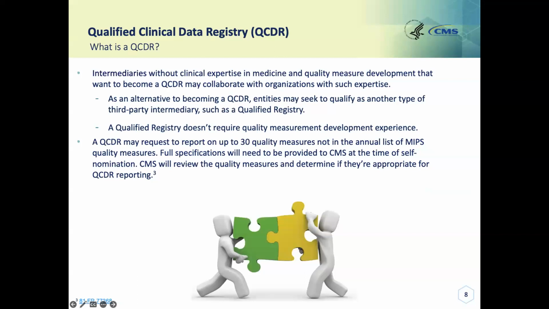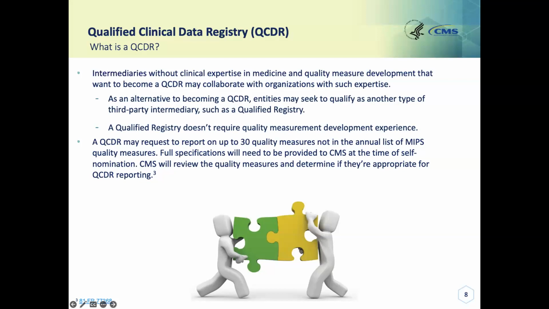As I just noted a little bit there, folks can, of course, collaborate, and this details a little bit more if you may need to collaborate. So intermediaries that may not have that clinical expertise in medicine or quality measurement development that want to become a QCDR may collaborate with those organizations to do so. As an alternative to becoming a QCDR, though, those entities that do not meet the requirements or the definition of a QCDR may actually seek to become a different type of third-party intermediary, such as a qualified registry, as qualified registries do not require the same level of quality measurement development experience or clinical expertise within their intermediary.